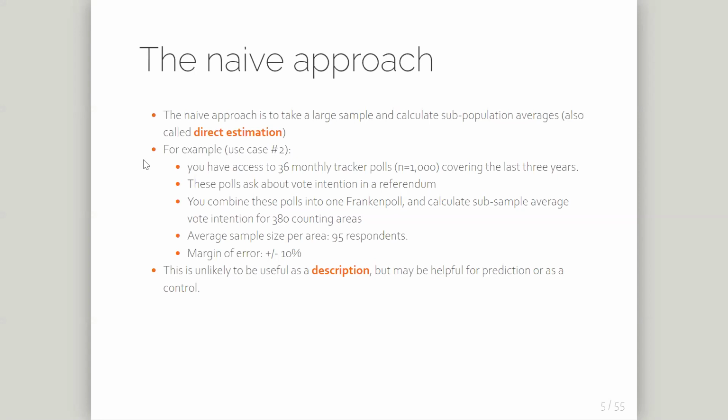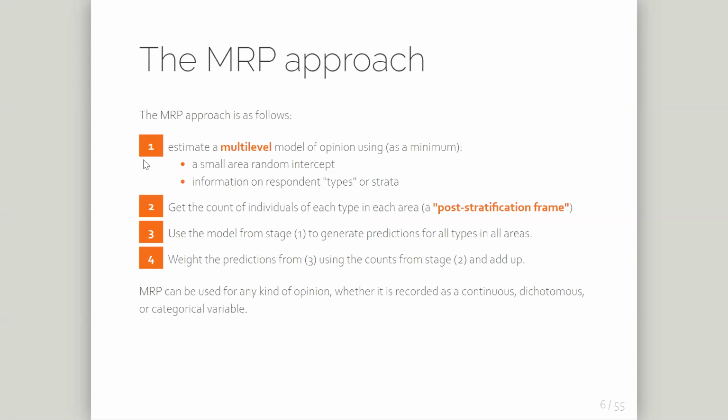If you were looking at the UK, you'd end up with a sample size of around 95 respondents per local authority area. And with a sample size of around 95 respondents per local authority area, you get an estimate, certainly, of opinion, but that estimate would be very imprecise. You'd have a margin of error under some assumptions of plus or minus 10%. And that wouldn't be, I think, a very good description, although it might still be useful as a guide to interpretation or a control for predicting. So if that itself isn't very good, how can we improve on that?